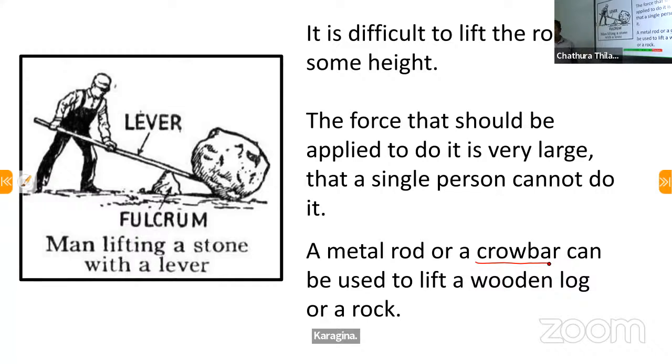This is the lever. Maybe the crowbar or a rod.